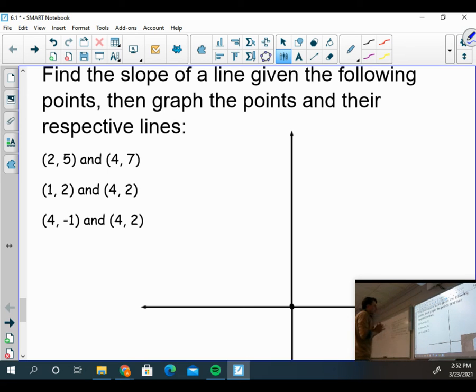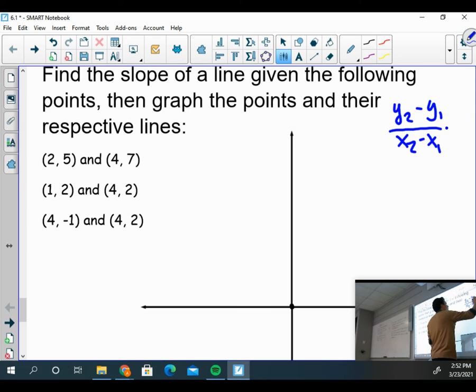Okay, hopefully you figured it out. Hopefully those instructions were clear. I hope they weren't too confusing. So what we're going to do is find the slope for each set of points to start out. In general, the best way to find slope with a set of points is y2 minus y1 over x2 minus x1. So let's do that for each one.